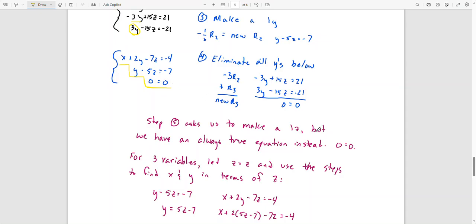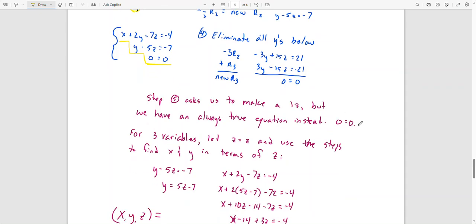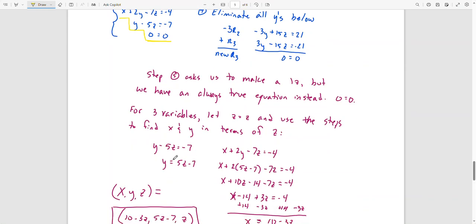For 3 variables, how we go about doing this is we'll let z equal z. Okay, just set z equals z. And use the steps to find x and y in terms of z. So if z is just z, the variable, then y minus 5z equals negative 7. I add 5z to both sides, and I find that y equals 5z minus 7.